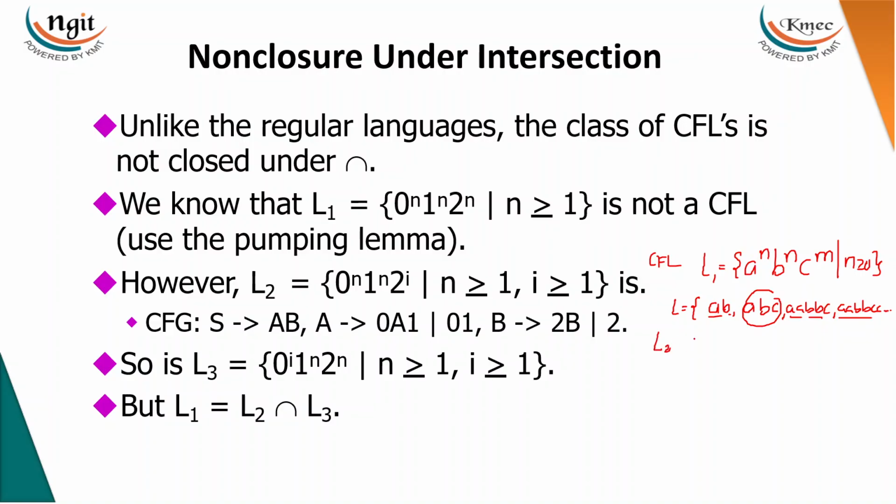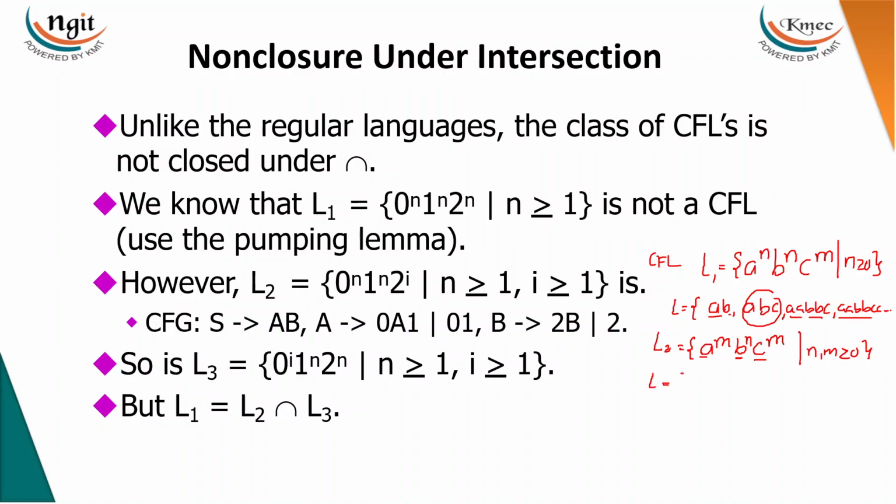Then we are having L2 like this. L2 is equivalent to a^m b^n c^m, such that n, m ≥ 0. So this is also a CFL, where the A and C counts are equal, but we are not worrying about the B. It can be anything. This also we have discussed, guys.